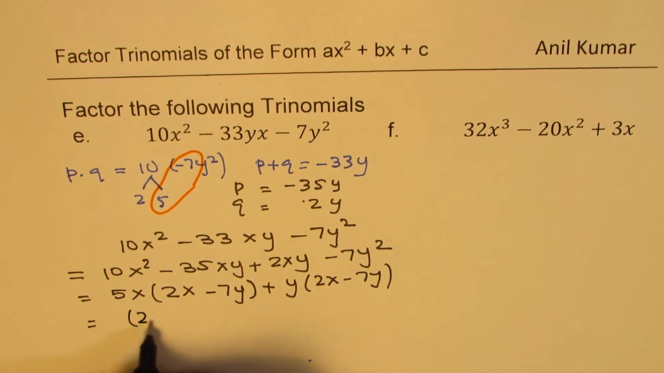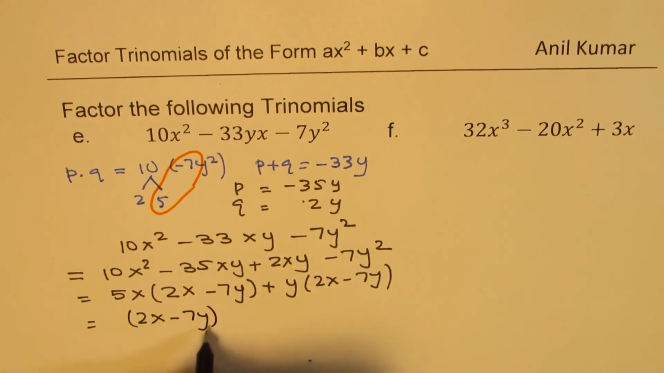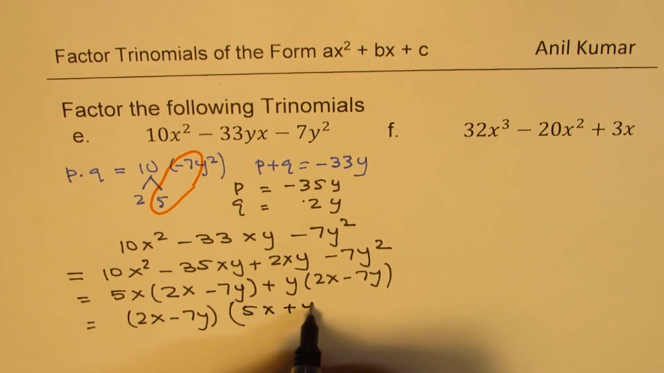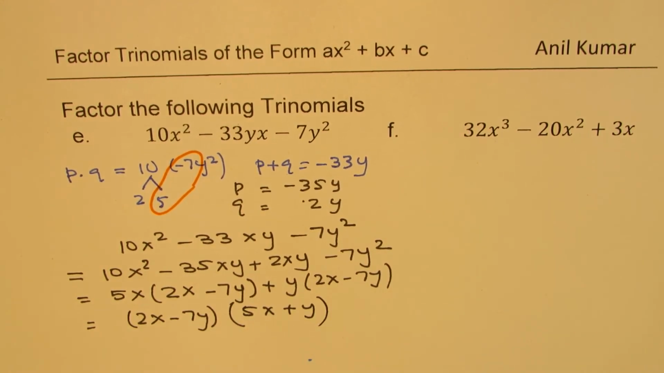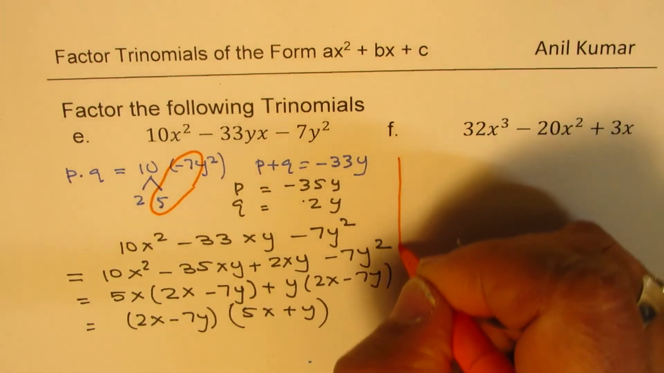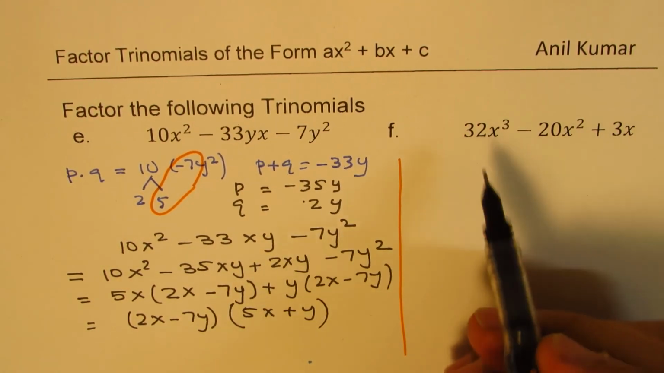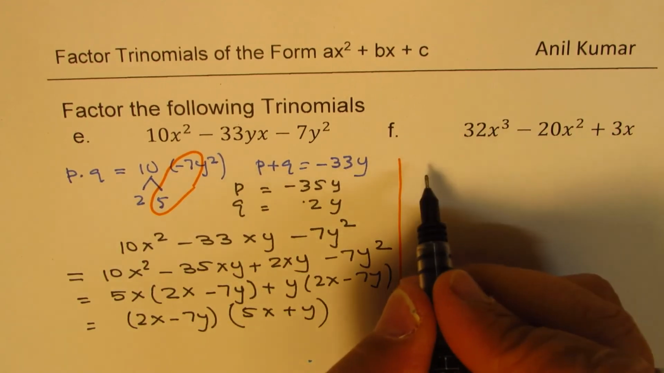Now 2x minus 7y is a common factor in the two groups, and we get 5x plus y as the second factor. Do you understand these steps, right? So that is how this type of question can be tackled. The last question here involves a cubic thing. Okay, we can take x common because x is there in all the three terms.